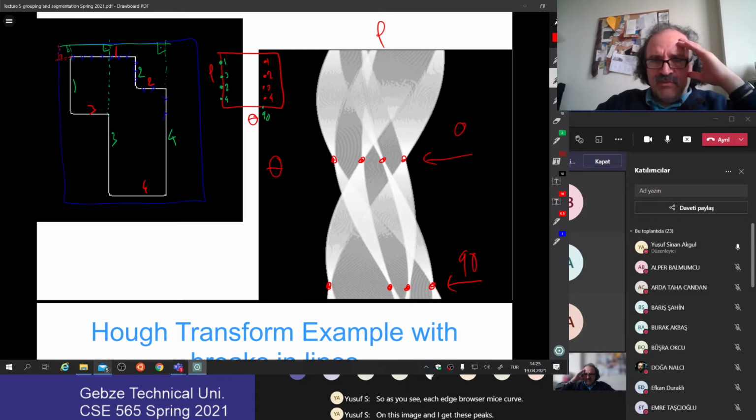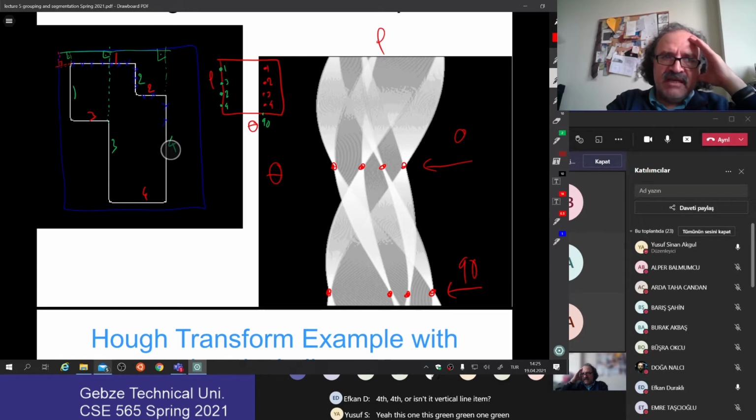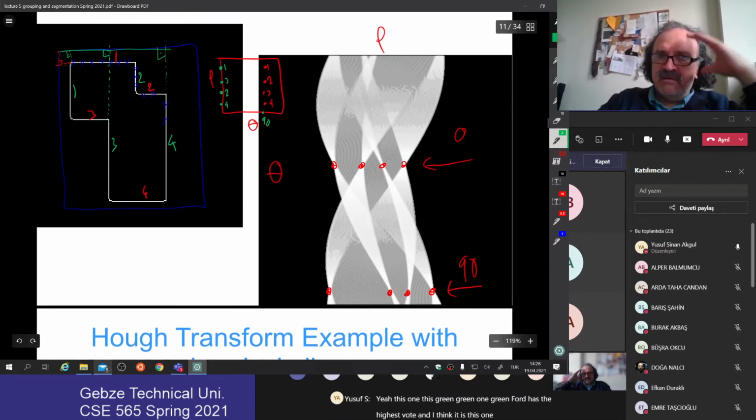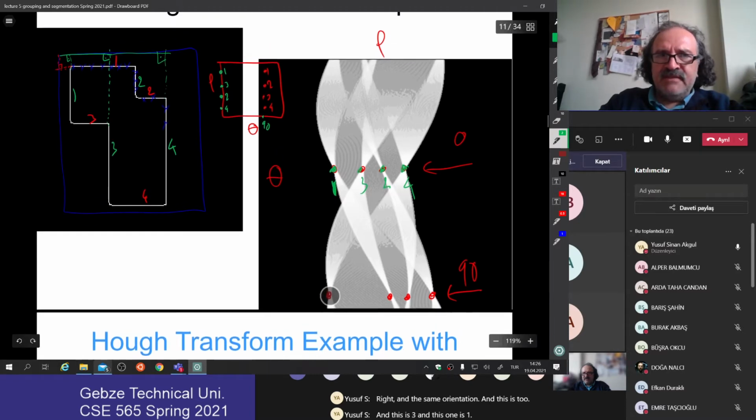Which one has the highest votes? The fourth horizontal line? Yeah, this one. This green one, green 4, has the highest vote, and I think it is this one. So this is 4. And with the same orientation, this is 2, and this is 3, and this one is 1. How about this one? What is this?